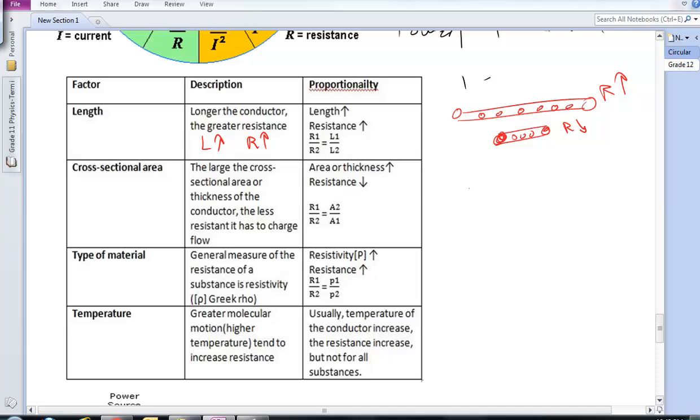Cross-sectional area, which is the width of the conductor. If you have more cross-sectional area, I believe the amount of charge will be more, which means the resistance is low. So here is big resistance, while here is small resistance. So it is an inversely proportional relationship: the more the A, the less the R.